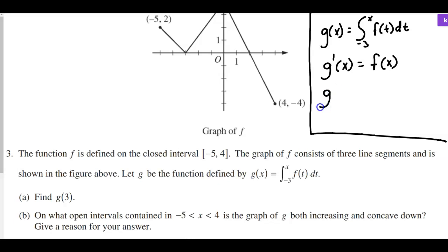Now, we're also going to eventually need, in this problem, g double prime, which means that's going to be f prime. Okay? So, just so you guys know, f of x is just the y values on the graph. f prime is the slopes on the graph.